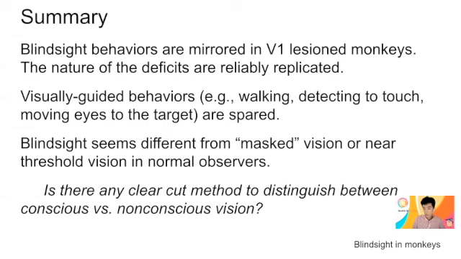So now the question that we started with before returns. Is there any clear-cut way to distinguish between conscious and non-conscious vision? I mean, the eye movement stuff is quite interesting and telling, but it's not super clear, right? So what we want is a more clear-cut, better, and easier way to distinguish between conscious and non-conscious vision. And that comes in the next video.